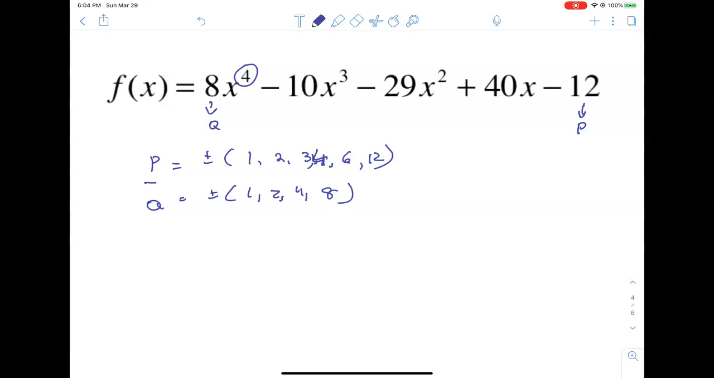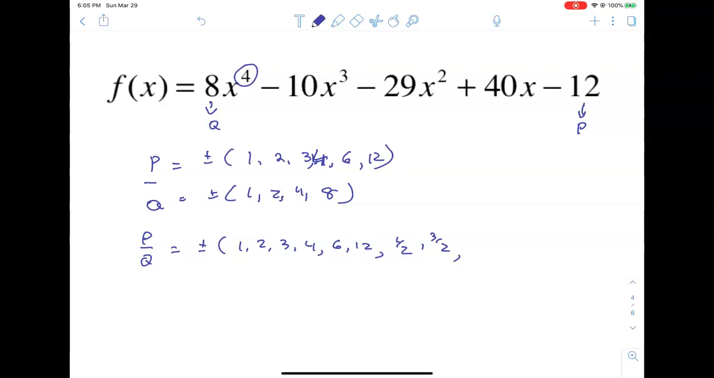All right. So let's go ahead and get our possibilities for the entire thing. Okay. So P over Q, possibilities. All of these over 1. So 1, 2, 3, 4, 6, and 12. And then we'll do all these over 2. So 1 over 2. 2 over 2 is already on the list. 3 over 2 is not. 4 over 2, 6 over 2, and 12 over 2 are all on the list.